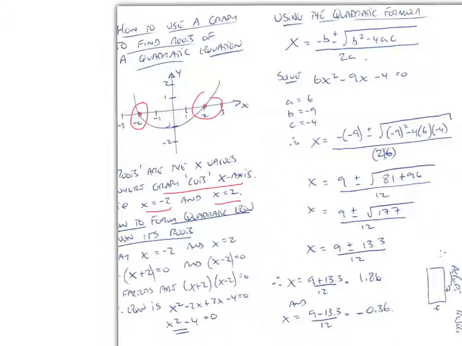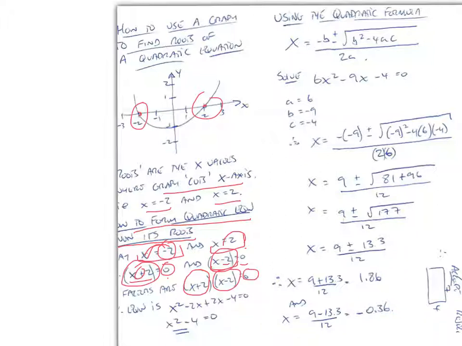Now let's say we were given the roots and we were asked to form the quadratic equation when the roots are x equals minus 2 and x equals 2. When x equals minus 2, we bring that over and we have x plus 2 equals 0, and when x equals 2, we bring that over, it becomes minus 2, so we have x minus 2 equals 0. So the factors are x plus 2 and x minus 2 multiplied together equals 0.